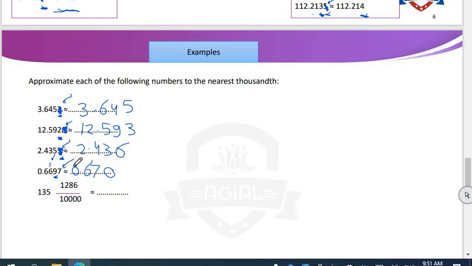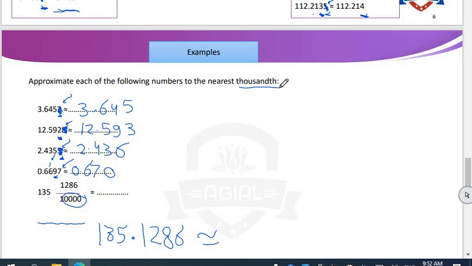Okay, the last example, we must convert it from a mixed number to a decimal number. How can we make it? You remember? We put 135 as a whole number and put this number 1286 and put the decimal point after 4 digits, because we have 4 zeros. We put the decimal point in here. Okay, approximating to the nearest thousandth.